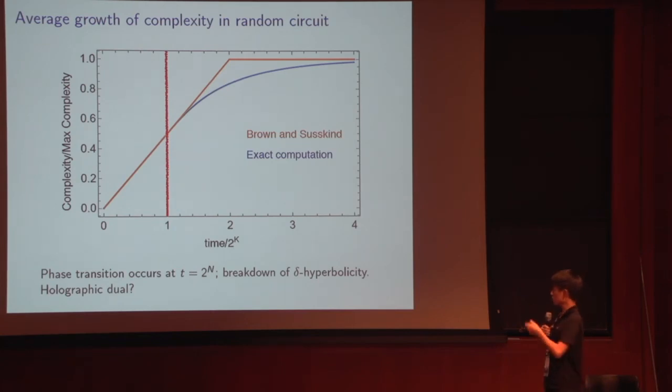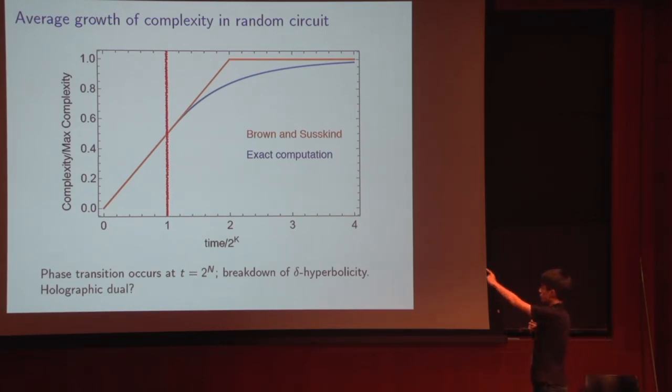Now, another thing that's interesting about this notion is that it's related to the average growth of complexity as a function of time in a random circuit model. So this is basically the graph that Lenny showed us a while ago, except that the blue curve is an exact computation at large n. So we have a very surprising feature, which is that at some exponentially large time, there's a phase transition where there's an actual discontinuity in the rate of complexity growth. And this is related to this delta hyperbolicity.